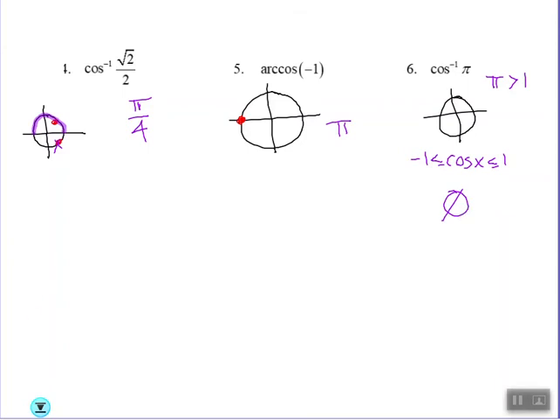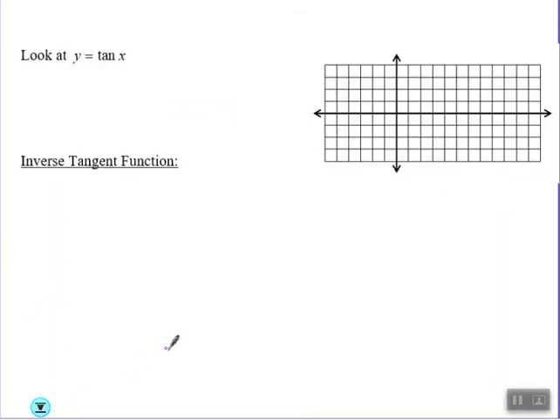Lastly, let's take a look at inverse tangent. We have y equals tangent of x, and we label our axes in the normal way. We know that the graph of tangent of x has asymptotes at negative pi over 2 and positive pi over 2.